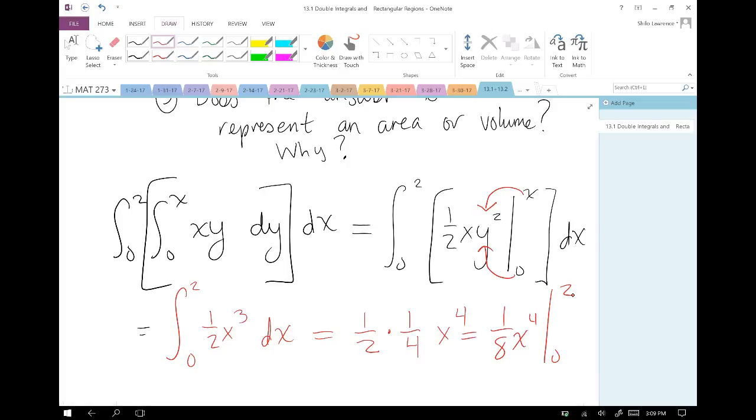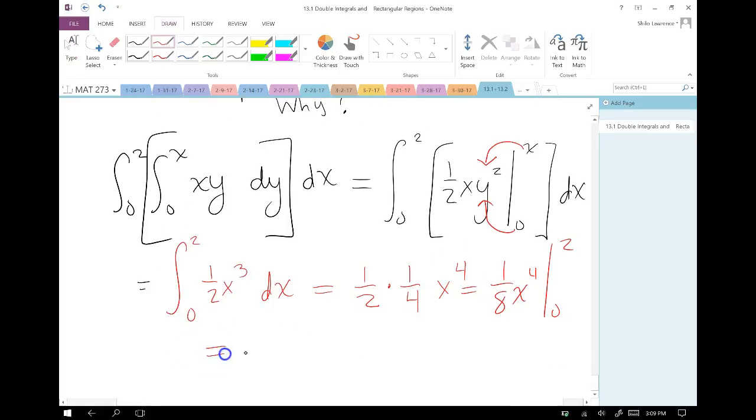So 2 to the 4th is 16, and 1/8 of that is 2. 0 to the 4th is 0, and 1/8 of that is 0. So we got 2. So we should get 2.